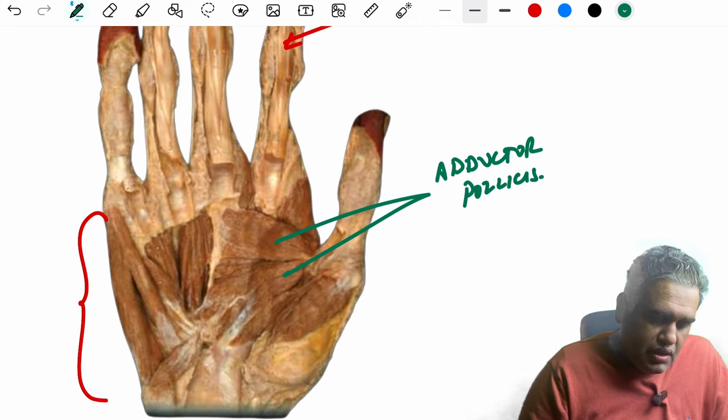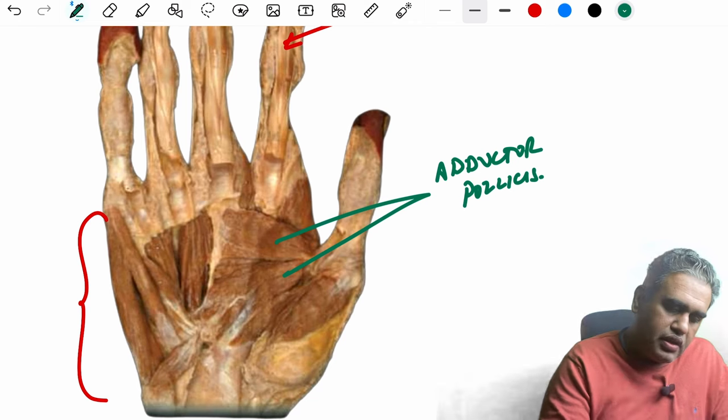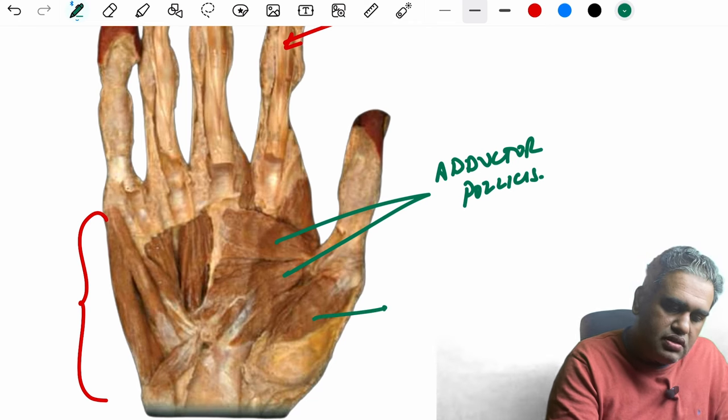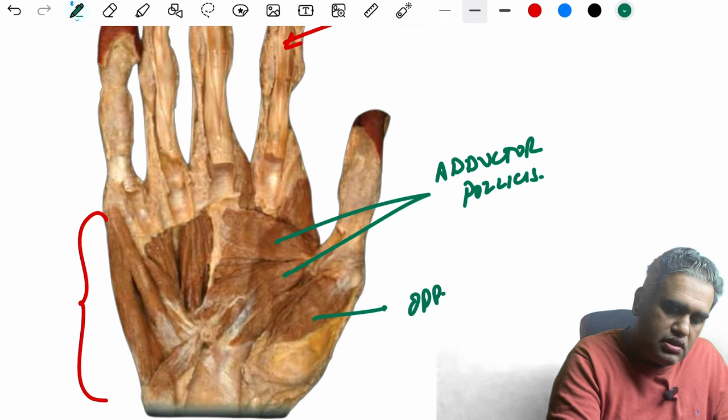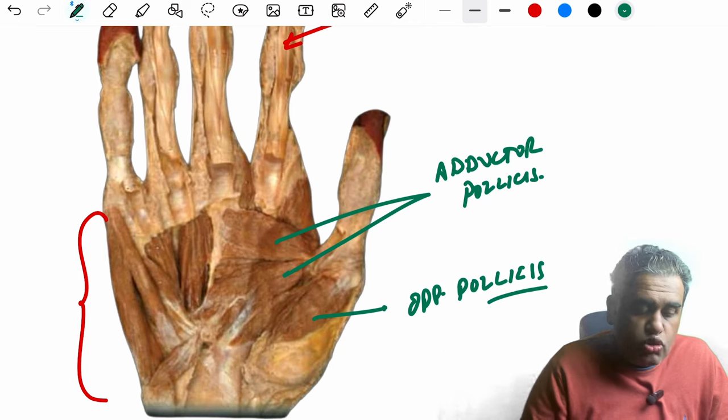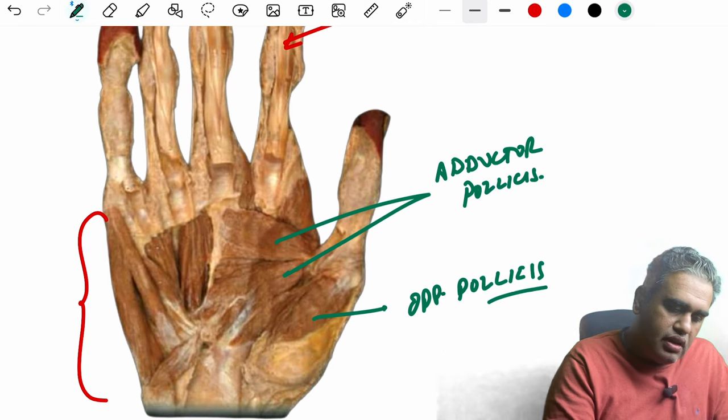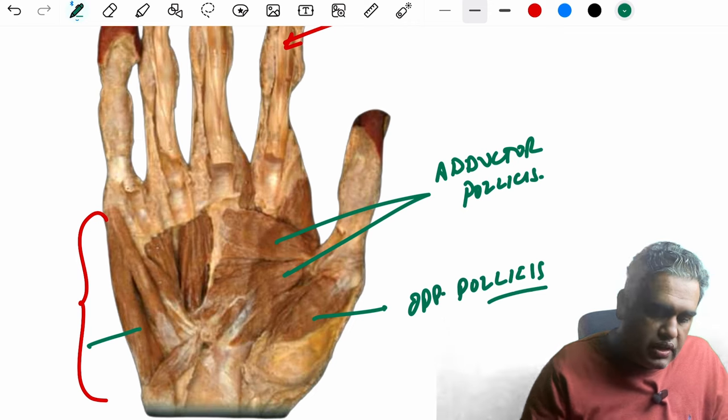So this is the adductor pollicis over here. And these are the other pollicis muscles. Normally, this is the opponens pollicis, and you have the other opponens pollicis. The abductor and the flexor pollicis are lying superficial to it. These are the other hypothenar muscles over here.